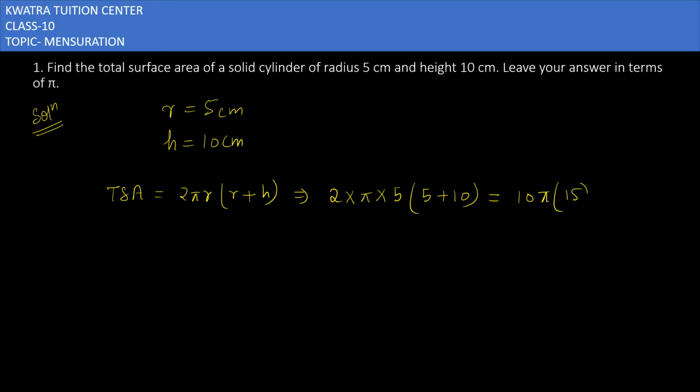Then you will get 15. So 10 into 15 is 150 pi. So it will be in centimeter square because we are finding area. So 150 pi centimeter square. So this is the answer for the first one.